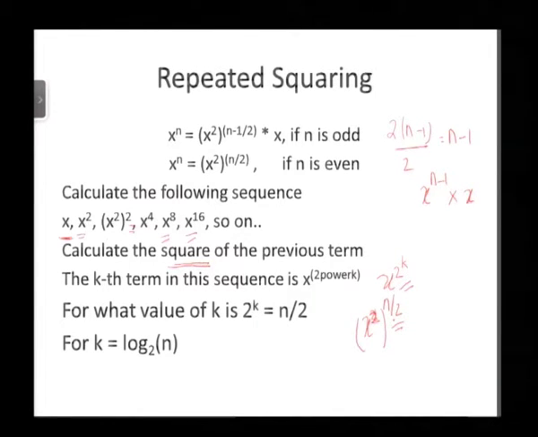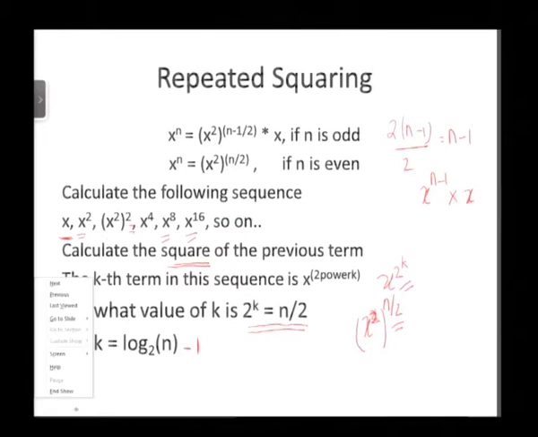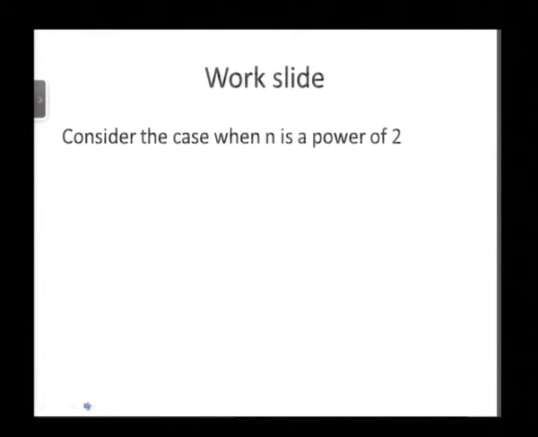For what value of k is this equation satisfied? That 2 power k becomes equal to n by 2. So, for k equals log n to the base 2 minus 1, for the value k equals log n to the base 2 minus 1, we get 2 power k equals n by 2, and let us do a small exercise here to get an idea as to what we are talking about.